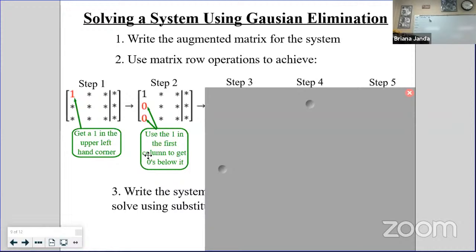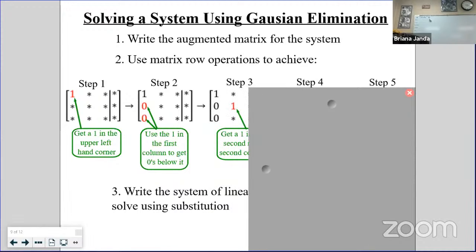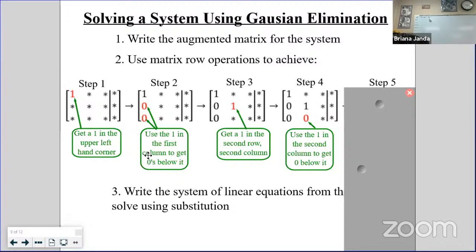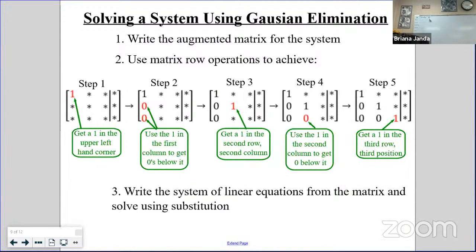Step 3, once I have gotten zeros, so we focus on that first column, and then I go to the second column and I kind of repeat that idea. I get a 1 here, usually by multiplying by the reciprocal of that term that's currently sitting in that spot here. And then again, similarly, I get a 0 to finish out that column, usually by adding a multiple of that row to row 3. And then finally, get a 1 here, again, by multiplying by a reciprocal of the number that's sitting there.